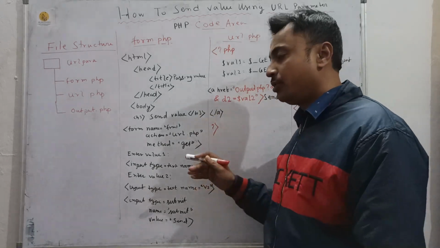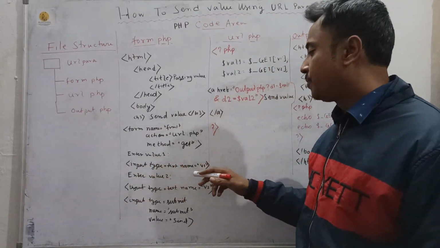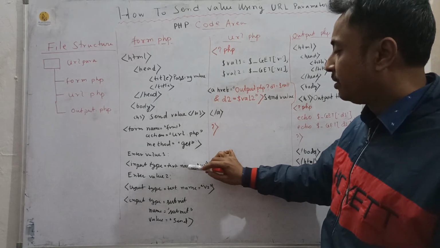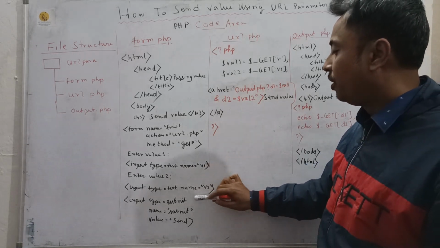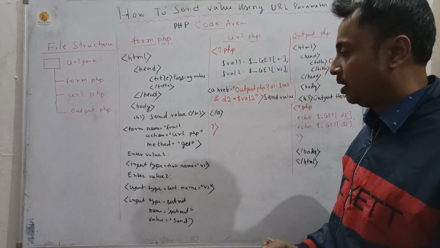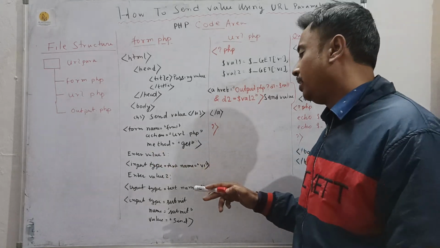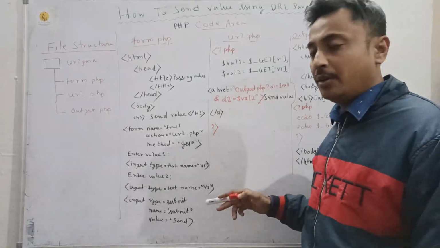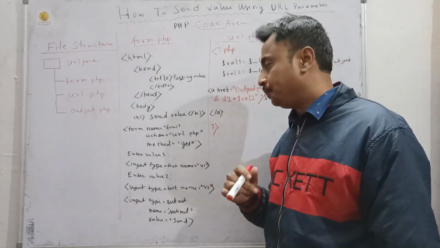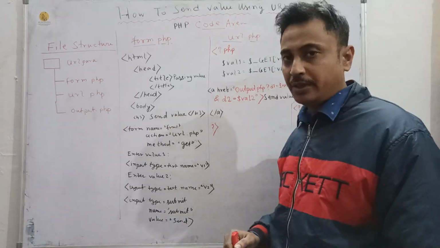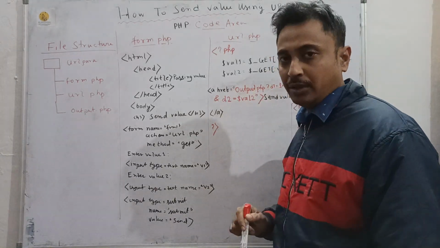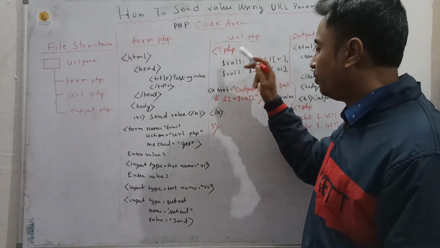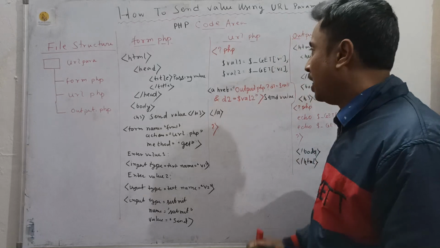Before that, we should be very clear about this: when you create a text box, you should consider giving a unique name for the text box. The first one we are creating v1 for text box 1 and v2 for text box 2. So these are the variables for the dynamic page. When you submit these values, we get the values from v1 and v2.